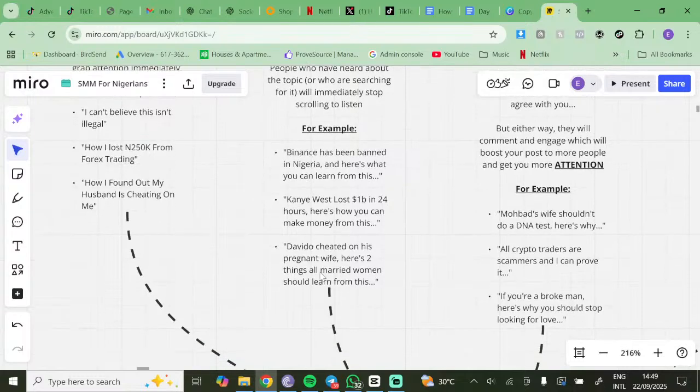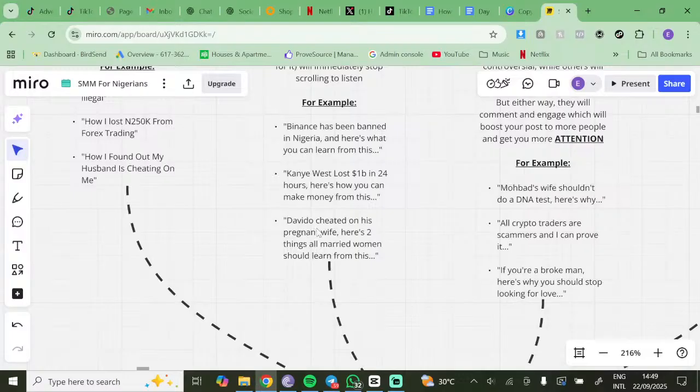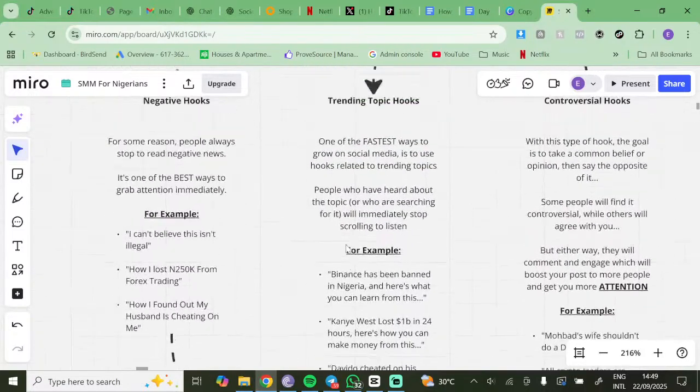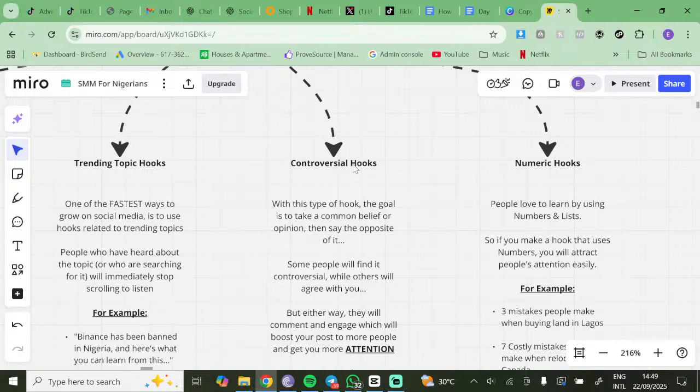Same thing with, let's say you're selling a relationship course or some sort of marriage course, right? You could use a trending topic. Like if Davido is trending for the 1 millionth time, you could say, Davido cheated on his pregnant wife. Here's 2 things all married women should learn from this. Assuming that that's something that's trending and has happened, right? So, those are trending topic hooks, okay? Now, let's talk about controversial hooks.